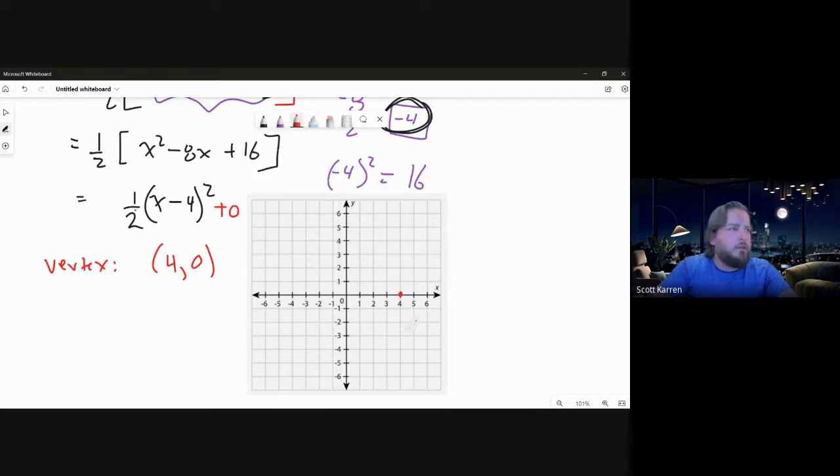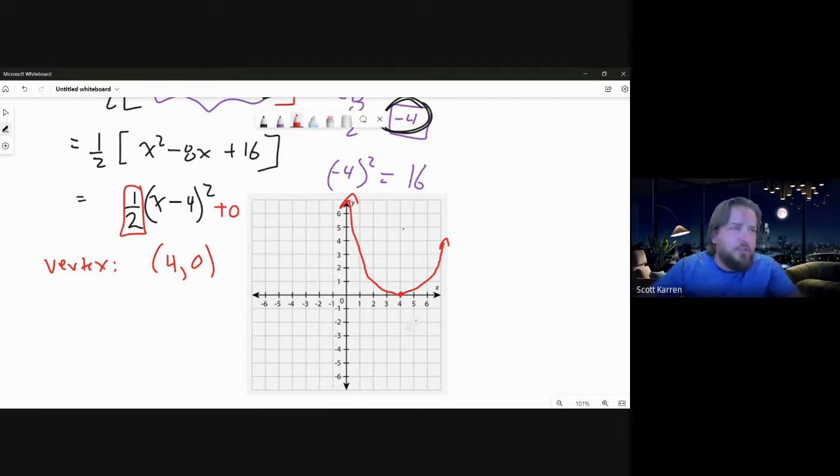And I am compressed, right? So my stretch is a factor of 1/2, which means everything gets squished down by 1/2. And so it would then widen this out and give me kind of a fat parabola like that. I'm so bad at this.